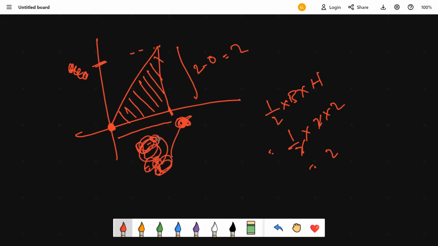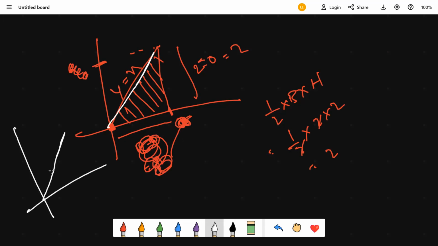Now, instead of this, let's say we were not given these values here. Rather, what we are given is a straight line equation, which is y equals x. That means this line, let's try another part. This straight line, its equation is given as y equals x.